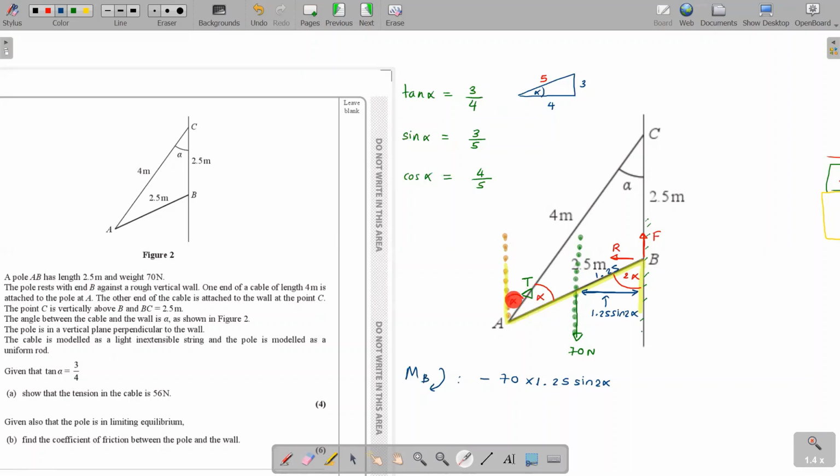You resolve with this angle as the main angle. So T cos alpha will be vertical, T sin alpha will be horizontal, which is two components to consider. And you need to get the distance from both of them to point B, which will give two separate moments. So why don't we go like this?